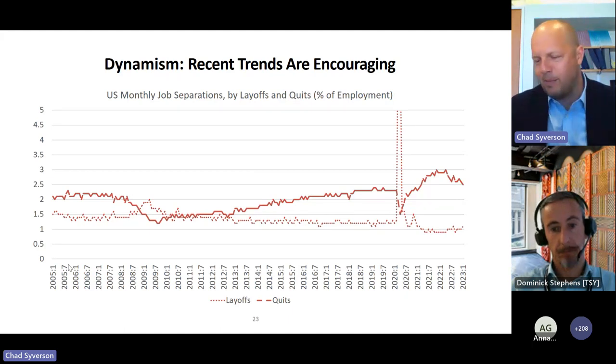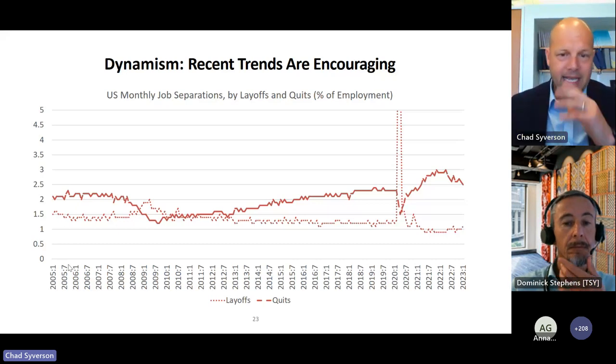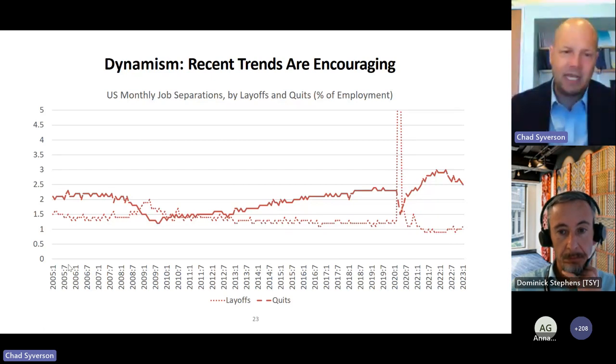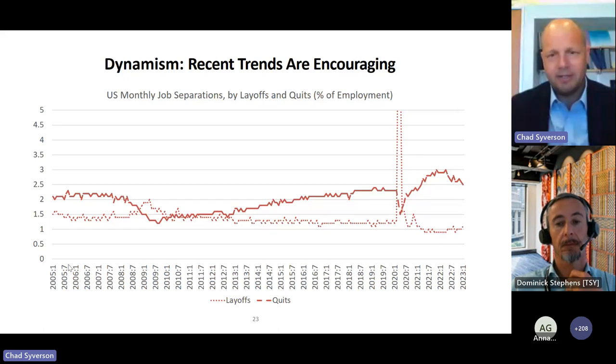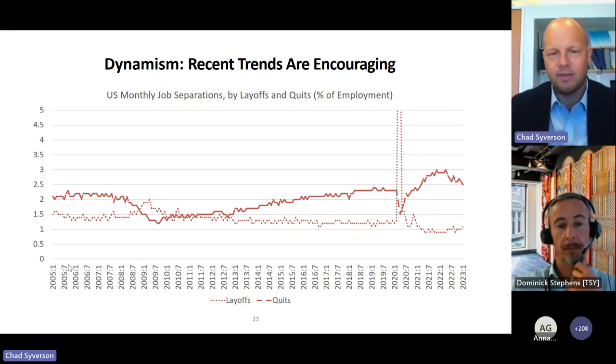Why is this a useful measure of churn? Well, layoffs and quits are both ways that people leave jobs. Typically, what you see is that during recessions, during downturns in economic activity, layoffs are higher than quits. And you saw that during the Great Recession, 2008-09, you can see that layoffs were higher than quits. That hasn't been the case except for a very couple months at the very start of the pandemic.